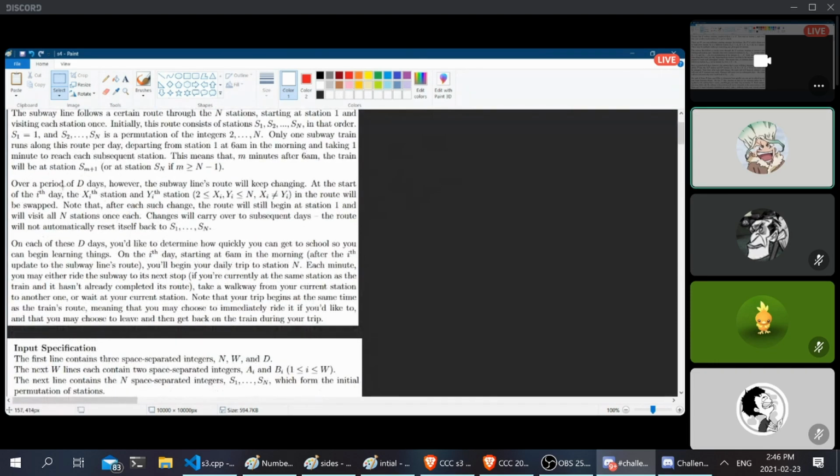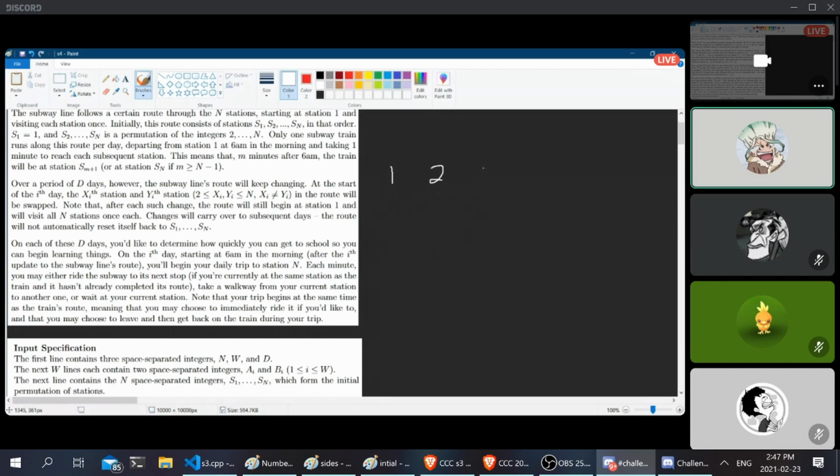So over a period of d days, the subway route actually changes. And what happens is each day, you get 2 integers, x and y. So on the ith day, you get x_i and y_i. And then the x_ith station and the y_ith station swap on the route. So for example, I'm going to write this out. If you had the route 1, okay, that's not a brush.